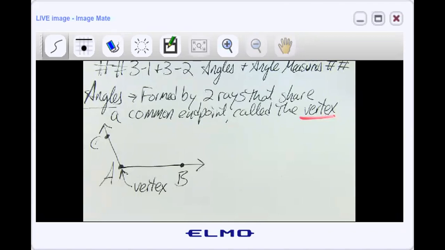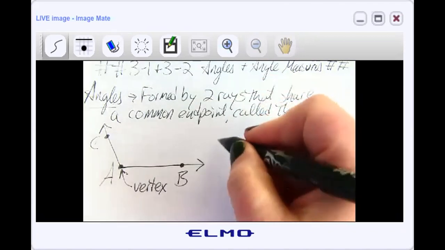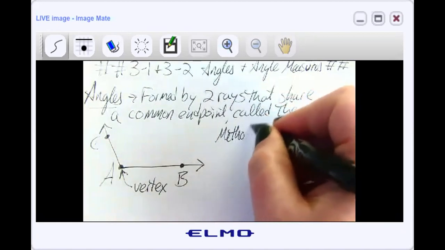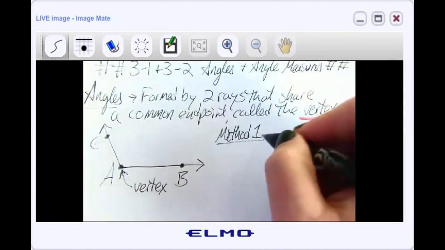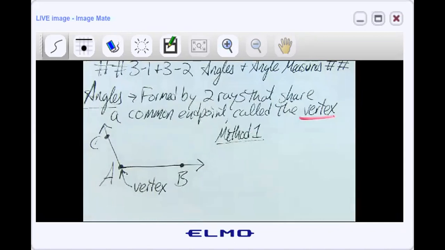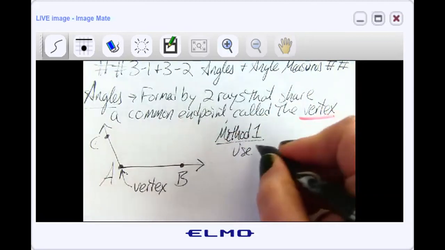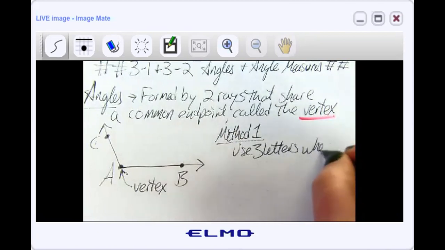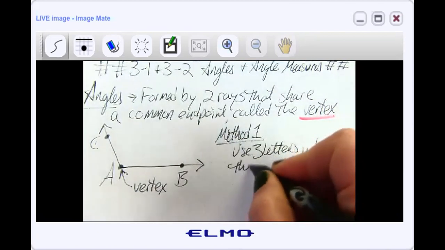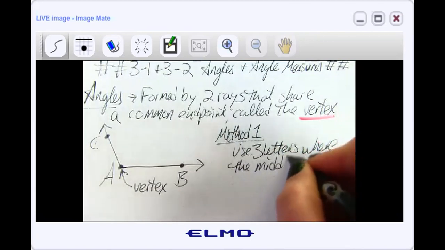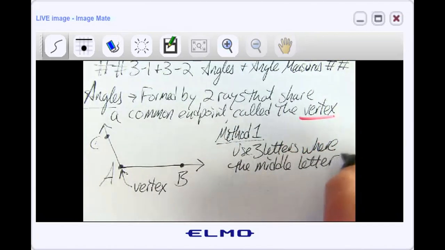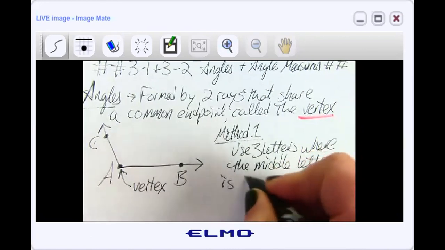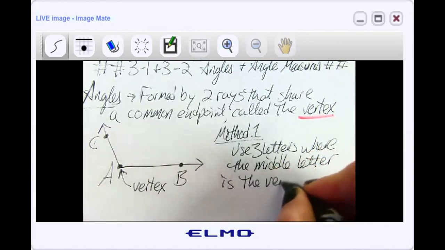They're all relatively easy. So here's method one, which is very common, tried and true. If you're not sure, you can always fall back on this one. The problem is that there are simpler ways to do it. So you don't only want to know method one. But here it is. You're going to use three letters where the middle letter, this is crucial, the middle letter is the vertex. The middle letter has to be the vertex.